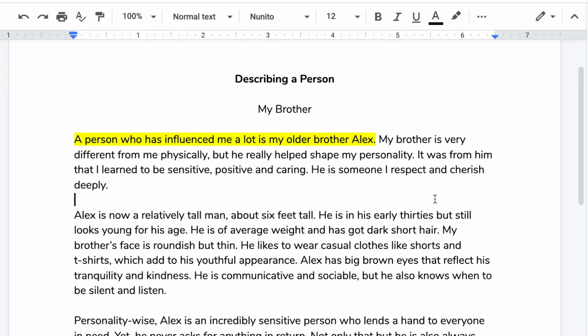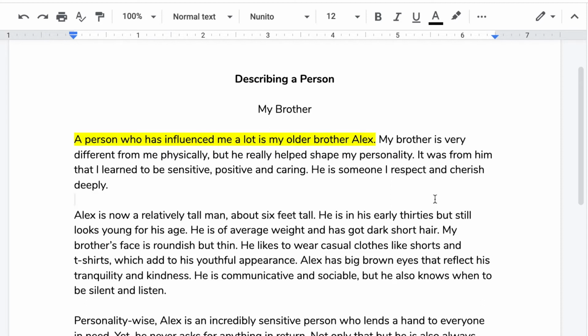This device or this strategy is called a hook. The writer is trying to get the reader interested in the topic, or trying to grab the reader's attention to the fact that this is not just any essay on any person. This is an essay on someone who's important to me.